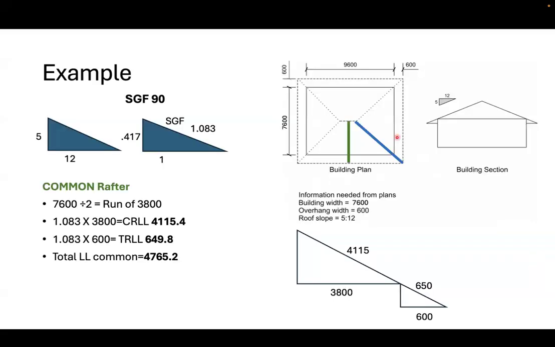And for the hip jacks, they also use the SGF 90, right? Because they run at 90 degrees to the plate, not at the 45. So we just have to find the run of that hip jack and again multiply it by the slope gain factor to find the actual sloped length.